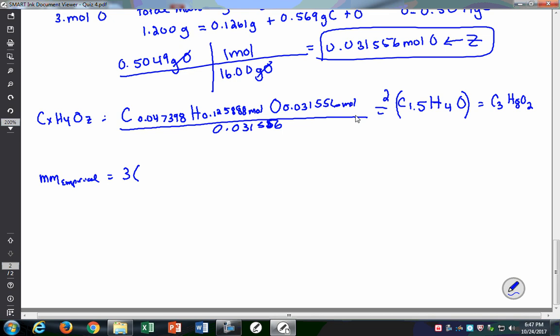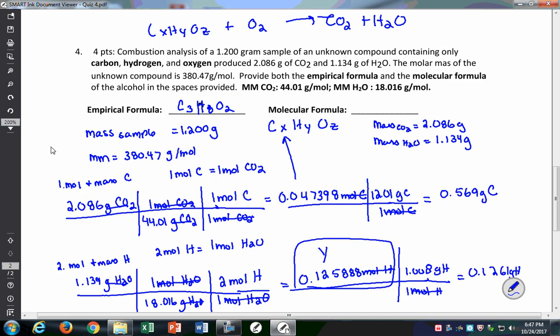So we have 3 carbons plus 8 hydrogens plus 2 oxygens. And that comes out to 76.67. So that is not the given molar mass. The given molar mass is clearly going to be a bigger number because your molecular formula is either equal to your empirical formula or a bigger ratio.